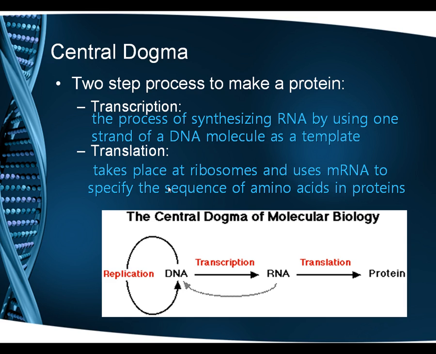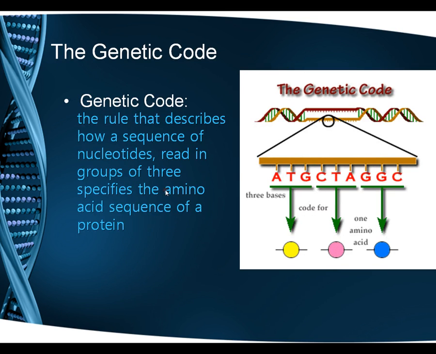Translation is when we move from one language to another. So we move from the language of nucleotides into the language of amino acids. Those amino acids will combine to make proteins. The genetic code is a rule. These 3 nucleotides, actually any combination of 3 nucleotides, will code for one specific amino acid. You can think of your nucleotides as your French to English dictionary.